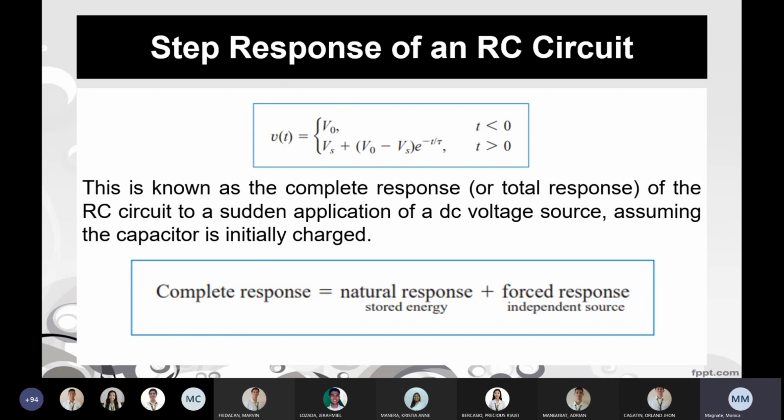So, meron tayo ditong tinatawag na complete response ng RC circuit kapag nagkaroon tayo ng sudden application ng DC voltage, assuming the capacitor is initially charged. So, yung complete response natin is equal to the natural response or the stored energy plus the forced response. So, yung V of t natin, at t is less than 0, equal siya sa V sub 0. Kapag greater than 0 naman, ito yung complete response: V sub S plus V sub O minus V sub S e raised to negative t over tau. Okay?